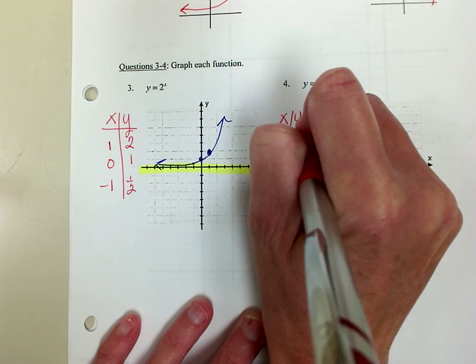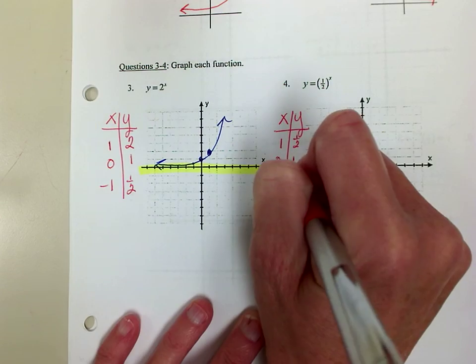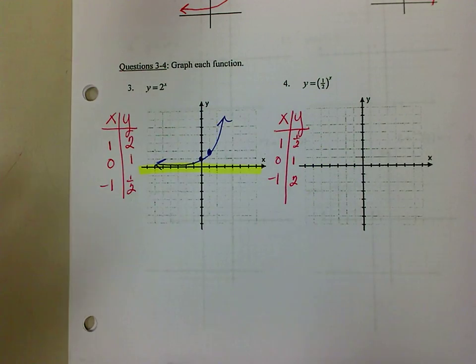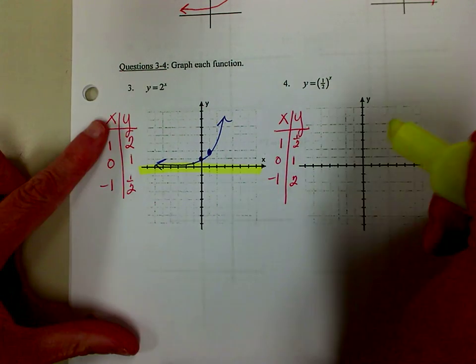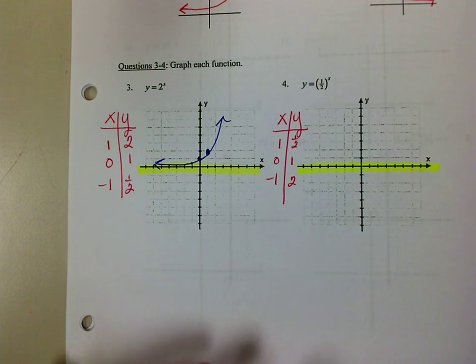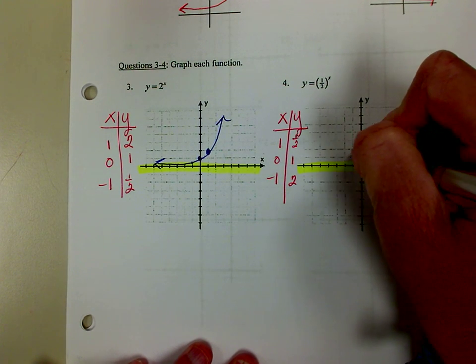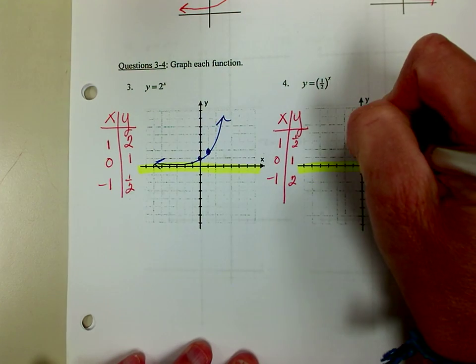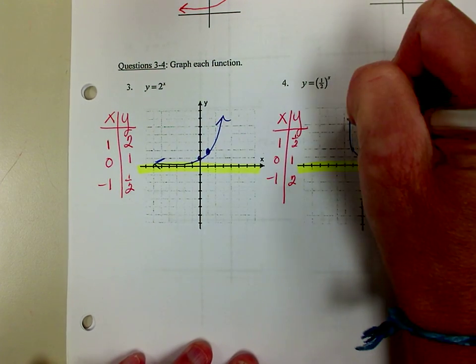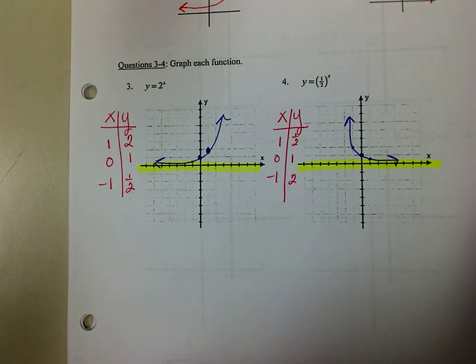Okay, number 4, again, I'm going to use 1, 0, -1. Next to 1 is the base. Next to 0 is 1. And then next to -1 is the reciprocal of the base. X is the exponent, so I cannot cross the x-axis. And I'm going to plot these points, and then I'm going to connect. So this one's exponential growth, and this one is exponential decay.